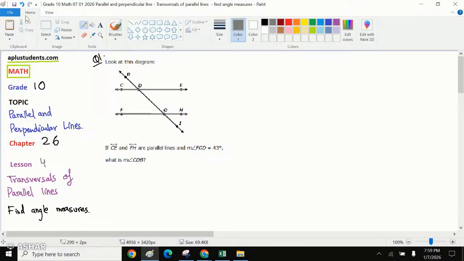So what we need to see is these two lines are parallel lines and they're saying the angle FGD is 43. Where is FGD? F, G and D is 43, right? So if this angle given is 43 degrees, we need to find the missing angle, and the missing angle we have is CDB. C, D and B.